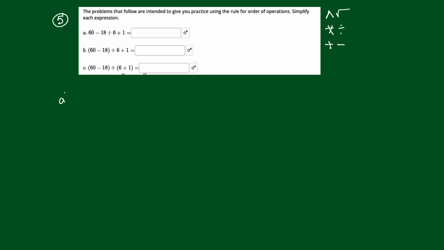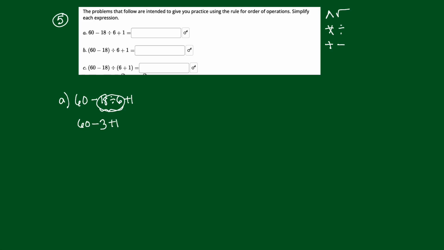Now, for part A, we've got 60 minus 18 divided by 6 plus 1. I see 3 operations. I see subtraction, division, and addition. Now I see a division. Division is higher than subtraction and addition, so I'll do the division first. So let's work this division first here. I'm going to do this one. So we're going to get 60 minus, now just do this one right here. 18 divided by 6, it's 3 plus 1.